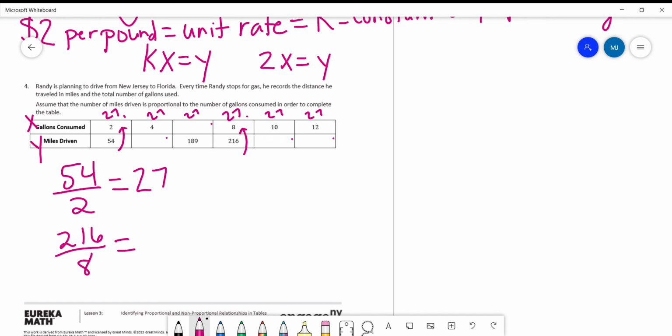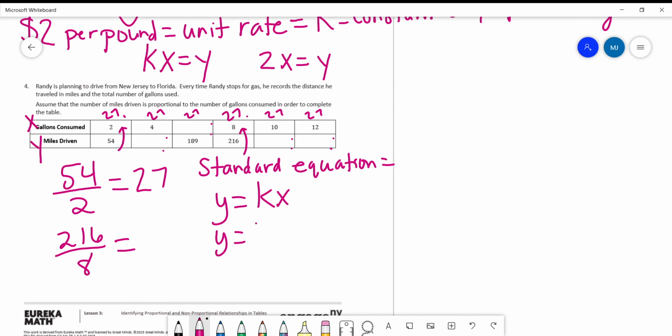So how do we go about trying to figure out this Y, and this X, and this Y, and this Y? Well, we've got to develop our formula. So we're going to have what's called our standard equation. So standard equation is going to be Y equals K times X. We know what K is because we figured out that it's proportional and we just calculated that it's 27. So we know that Y is going to be 27 times whatever X is.